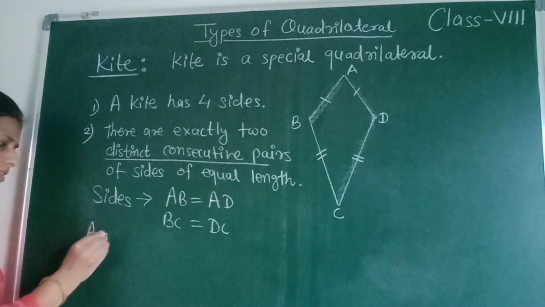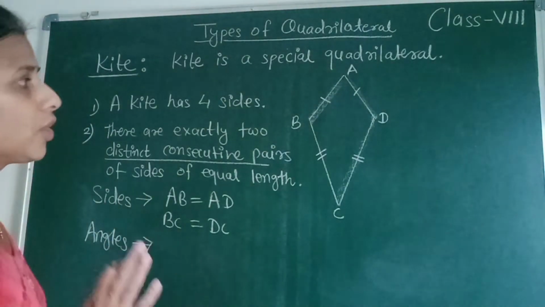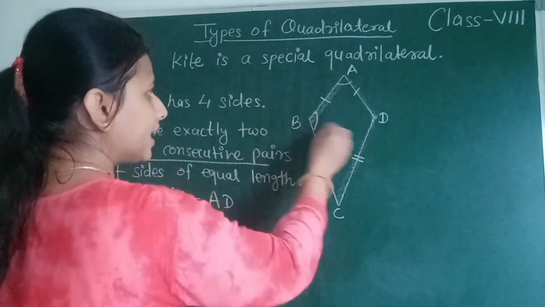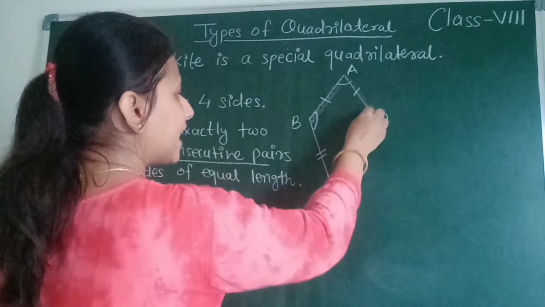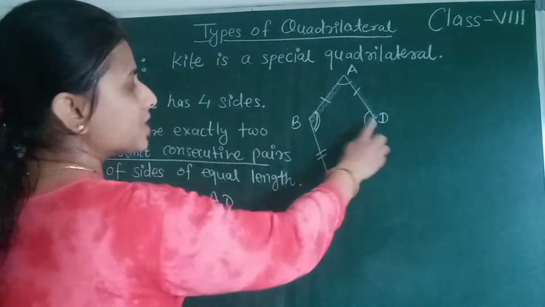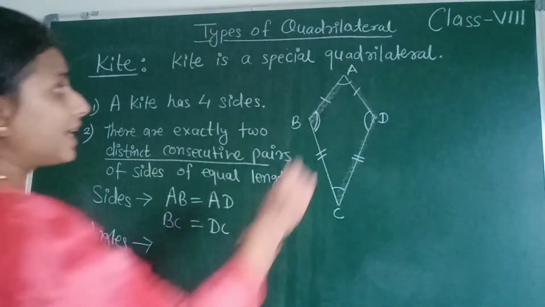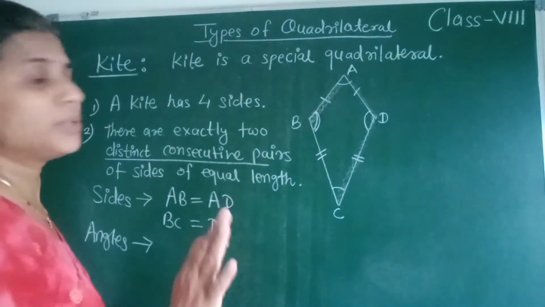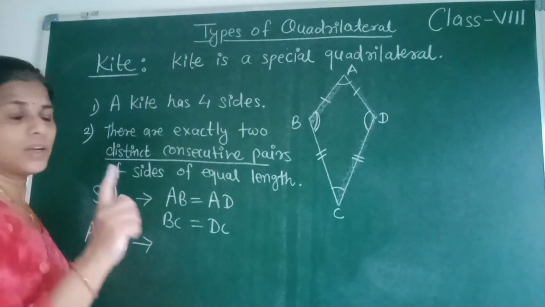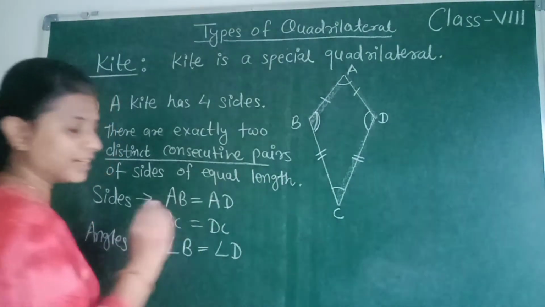What about angles? When you draw a kite in your copy, students, and when you measure all these angles, angle A, angle B, angle C and angle D, you find that one pair of opposite angles, it means angle B, will be equal to angle D, but angle A is not equal to angle C. So what will we get? Only one pair of opposite angles. It means angle B will be equal to angle D.